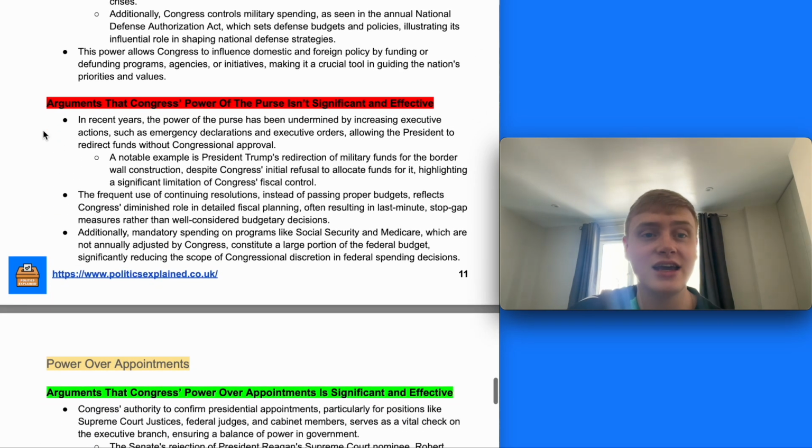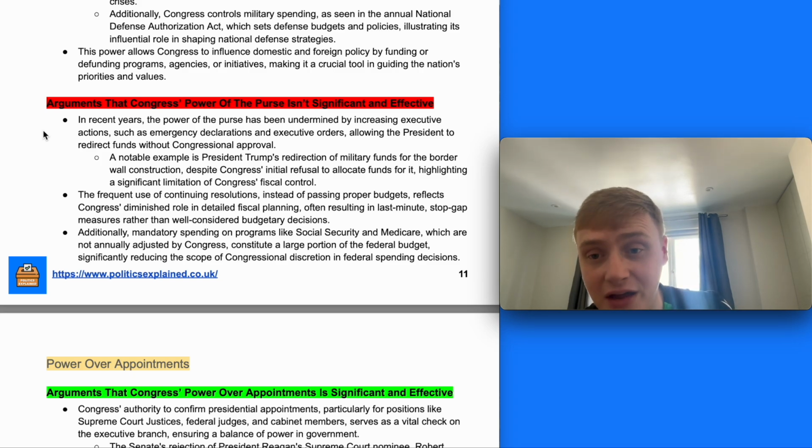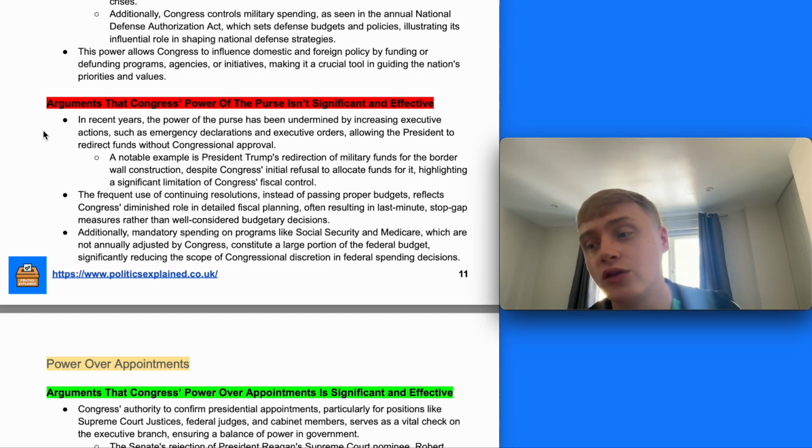On the other hand, in recent years, the power of the purse has been undermined by increasing executive actions such as emergency declarations and executive orders, which allow the president to redirect funds without congressional approval. A key example of this is Trump's redirection of military funds for the border wall construction, despite Congress's initial refusal to allocate funds for it. So that's where Congress used its power of the purse to prevent Trump from doing something. In a way, he got around it to some extent by funding it through redirecting funds, though it must be noted that he wasn't able to build his full border wall, which needed congressional legislation to pass in order to achieve that.